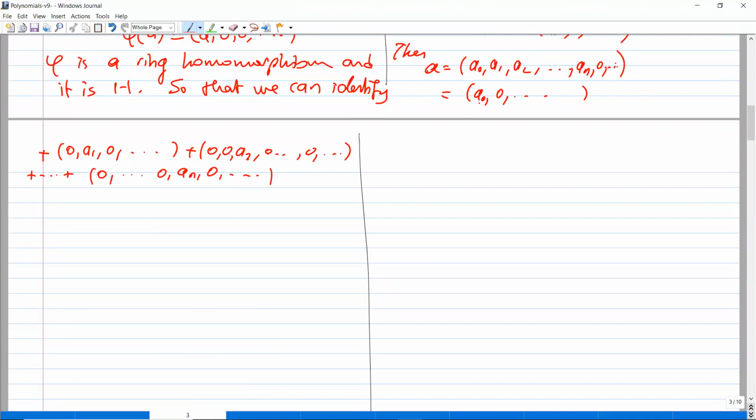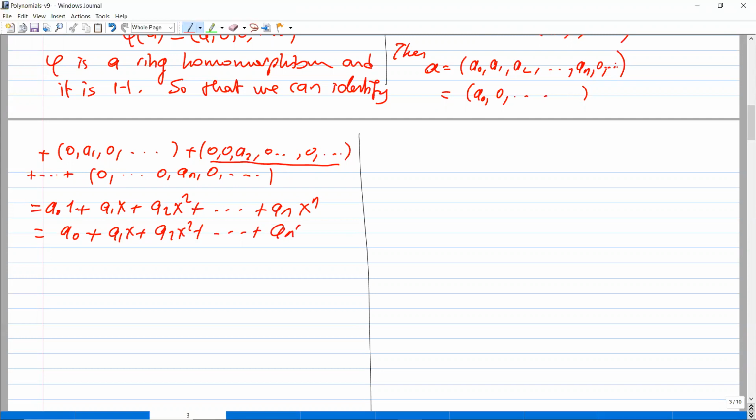So we can write this as: the first component is a0 times 1, 0, 0, 0, which is 1, plus a1 times 0, 1, 0, 0, 0, so it is x, and a2 times x squared. Remember, this is a2 times 0, 0, 1, and the rest is 0, etc. So when you have 1 here, it's x squared, etc., and an times x to the n. Or we just simply write this as a0 plus a1x plus a2x squared plus an x to the n. 1 times a0 is a0, since we see R as a subring of R[x].